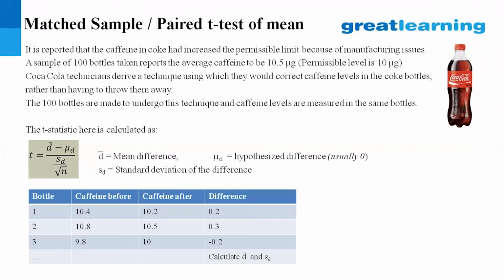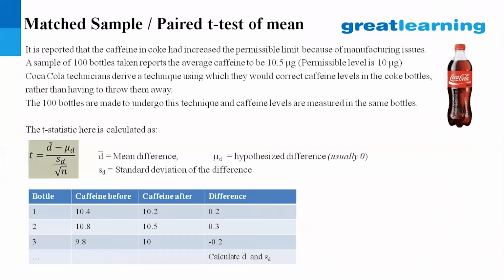Okay, and mu d will be the hypothesized mean, how much you want the mean to decrease here. So here say you want the mean to decrease by 0.5, because the actual value was 10.5 but the permissible is 10, so you want to decrease it by 0.5. So mu d will be 0.5 here, that is your hypothesized mean. And finally the standard deviation, whatever standard deviation you calculate for the differences. So 0.2, 0.3 minus 0.2 and so on, you have that for all the 100 values.